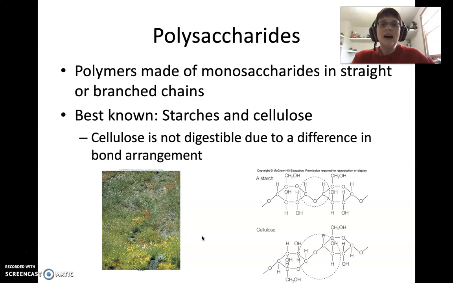Now, cellulose is not digestible by humans and not digestible by most animals because there's actually a difference in the bond arrangement. So if you look here, this is a starch, and you can see that the bond goes in this direction. Cellulose, the bond goes in a different direction. And because of this one difference, the enzymes, the proteins that would catalyze, break those guys apart, we don't have those, and neither do the bacteria that live in our gut. And so we aren't able to process cellulose. And so this is why fiber, which is the common name for cellulose, doesn't break down in our gut and passes through our system.